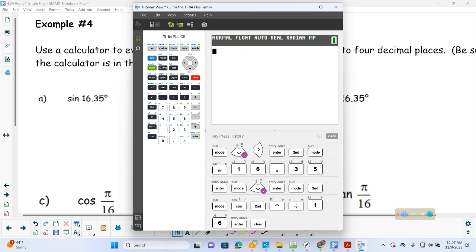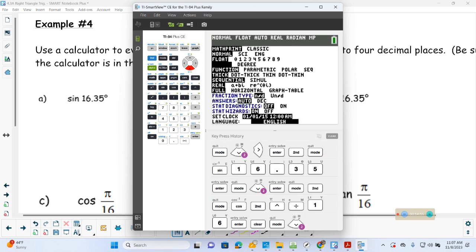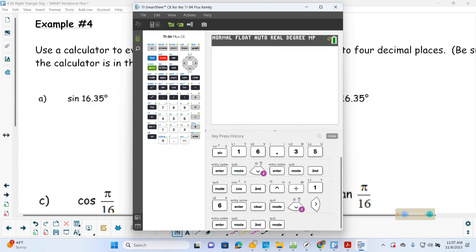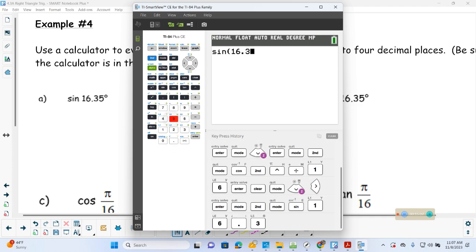I could keep it and just do C and D, but for the sake of it, I'm going to do them in order. I'm going to go into my mode, of course, and put this back onto degrees so we can type these first 2 in. All right, nothing fancy here. We're just going to hit sine 16.35. I'm going to let you write that down, round to 4.